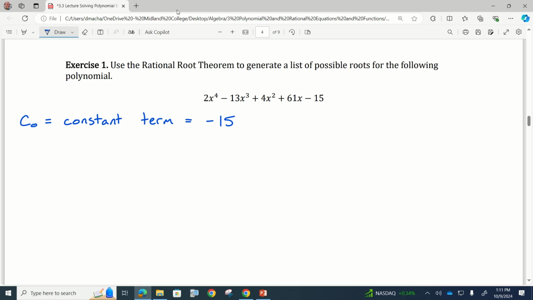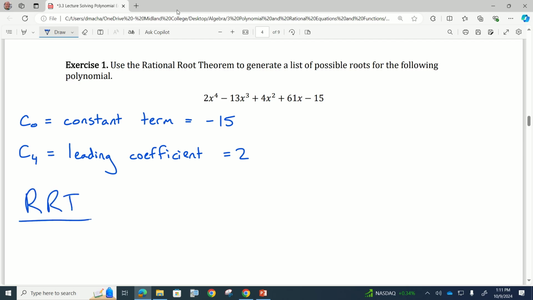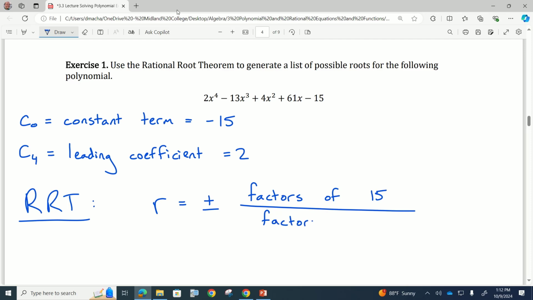Negative 15. And then what is my leading coefficient in this case? Yeah, it's just the number 2. So what my rational root theorem says is that I'm going to make a list of possible roots that looks like plus or minus factors of my constant term, which is negative 15, divided by factors of my leading coefficient, which is 2.